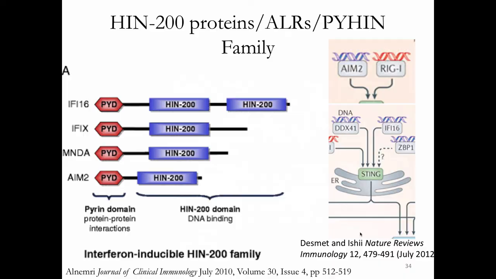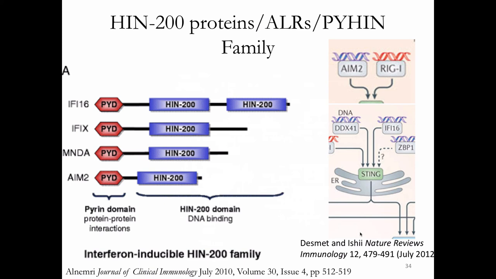Some people also refer to them, so they're ALRs or AIM2-like receptors, because AIM2 was the first member of this family described. Some people also talk about them as being called the HIN200 family. It's because they all have this domain called the HIN200 domain. Some people call them the PIHIN family because they have a pyrin domain and a HIN domain. In humans, there's only four. The HIN domain is really important for DNA binding. The pyrin is involved in protein-protein interactions. It's actually found in some of the NLRs too. It's the P for NLRPs. These proteins are able to bind to DNA and interact with other receptors.